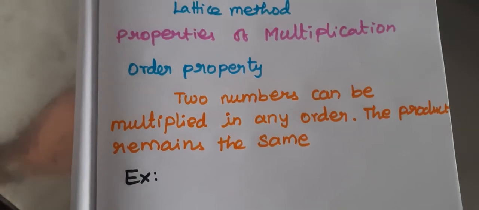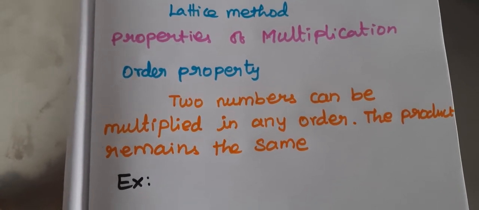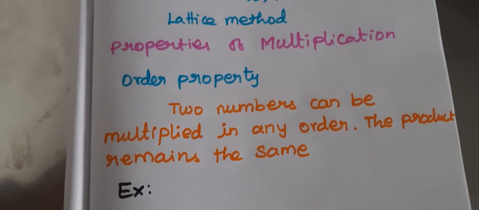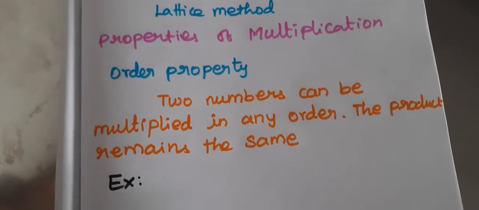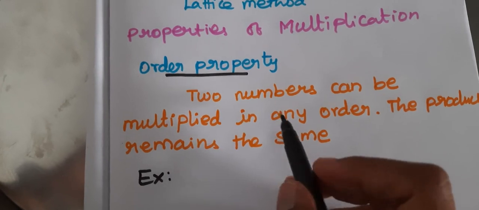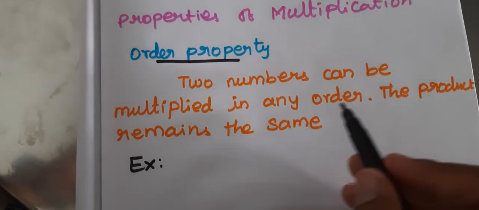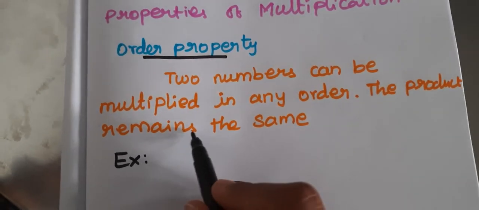Yes. The first one is the properties of multiplication. In the properties of multiplication, the first property is the order property. This is the name of the property. What is it? Order property. So the order property is that two numbers can be multiplied in any order. The product remains the same.